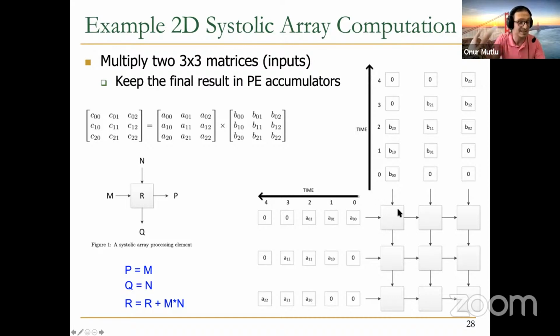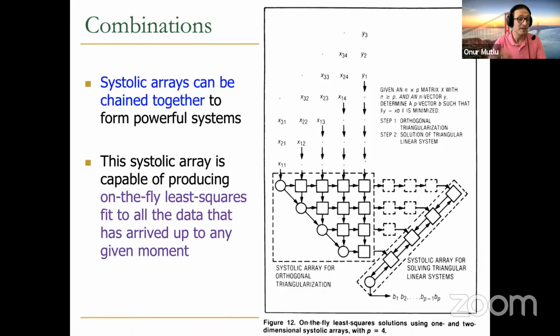Results get accumulated inside the processing element, and eventually you get C00 over here, C01 over here, C02 over here. And later you need to read the result out sometime in some way. But you can also implement a two-dimensional systolic array that outputs the result as opposed to accumulating it inside an accumulator inside the processing element. Okay, think about that. There could be combinations also.